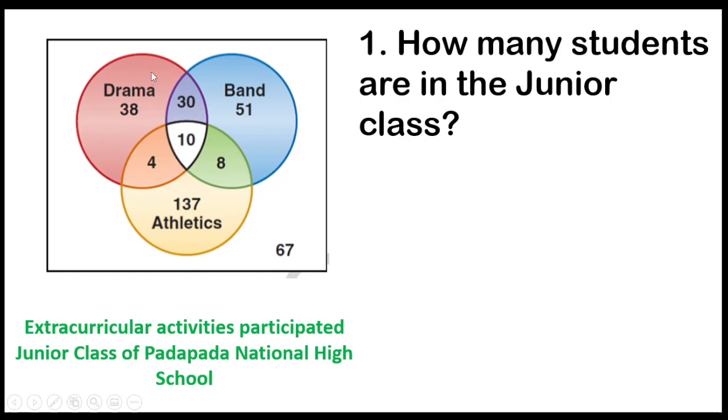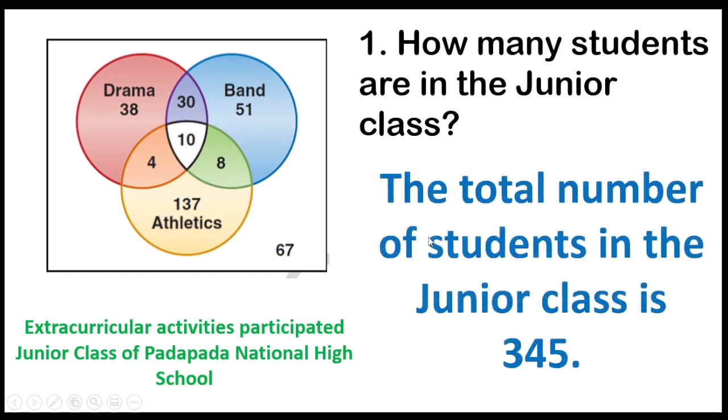And then, for the band, meron ka pang 51 at saka 8 na natitira. Add mo din yon. And then, sa athletics, may 137 ka. And then, do not forget to add 67. These are the students who did not participate in any of the events. Okay? So, adding 38 plus 30 plus 10 plus 4 plus 51 plus 8 plus 137 plus 67, that is a total of 345. So, the total number of students in the junior class is 345, which means when you get the probability, your denominator will always be 345.